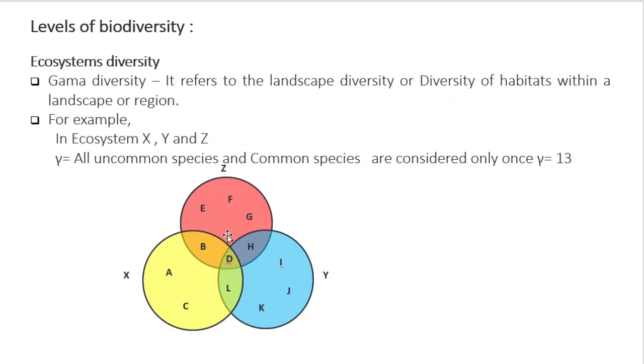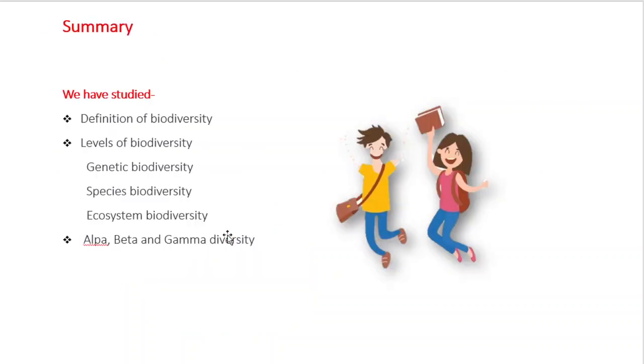Now we are going to see in the next lecture the value of biodiversity and other ecological services. So let's take a revision of what we studied: the definition of biodiversity, levels of biodiversity, that is genetic, species and ecosystem biodiversity, and alpha, beta and gamma biodiversity. So let's take a small revision.